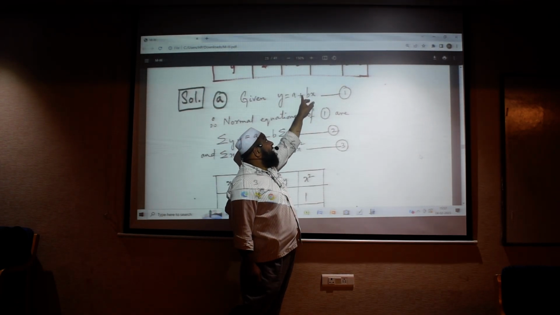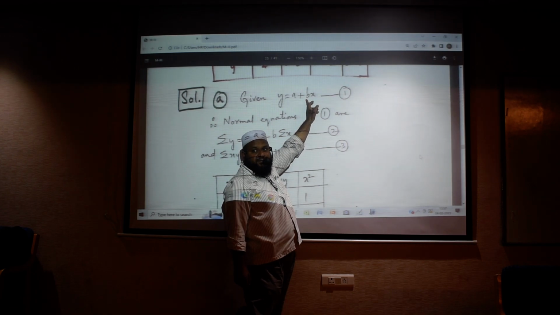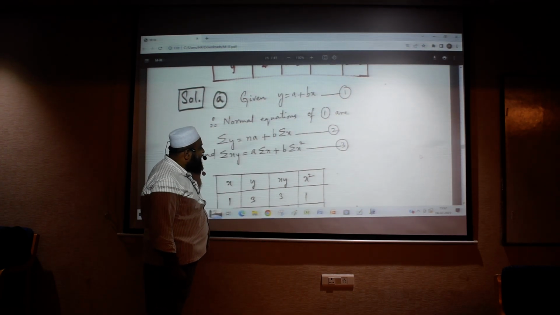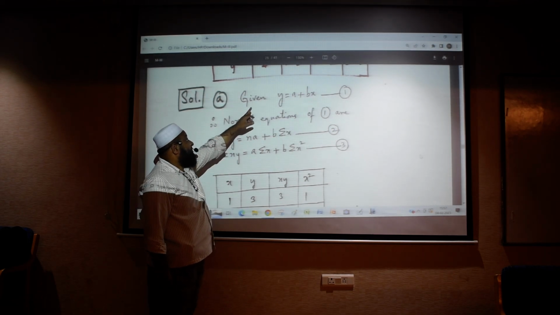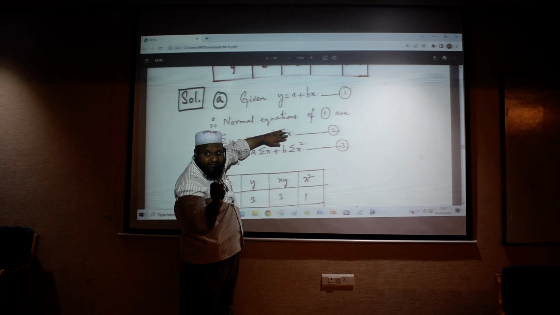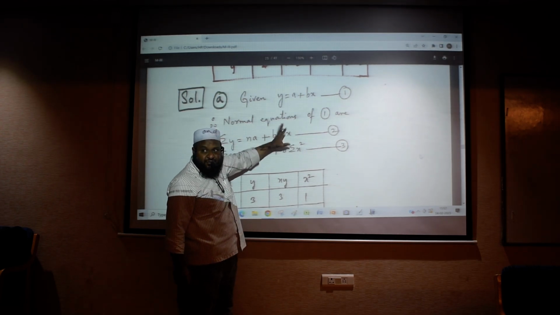Plus, I am applying sigma to bx. This b is a constant, it comes out. So that is b sigma x. Now you just multiply x to this one. Not to this one. The second equation is over. We have written one normal equation.